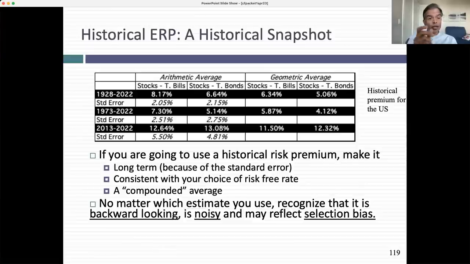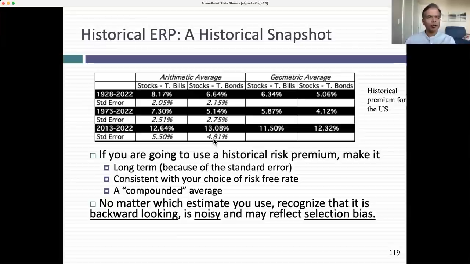Notice the word that I use, premiums, plural. So here's what I did. And this is actually on my website. I'll send you the link to the data set. You can play statistics on your own. Play Moneyball. I have data on stocks, US Treasury bills, US Treasury bonds going back to 1928. That's 94 years of data. Sounds like a lot of data, right? I've computed the historical premiums and I've computed 12 different numbers as the premium, ranging from 4 to 13%.